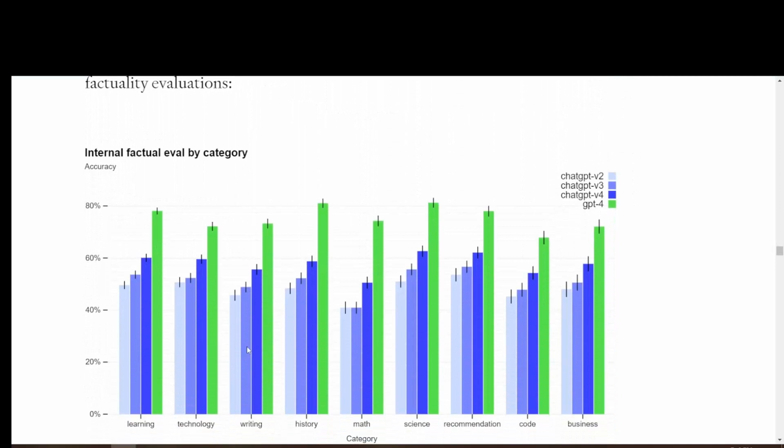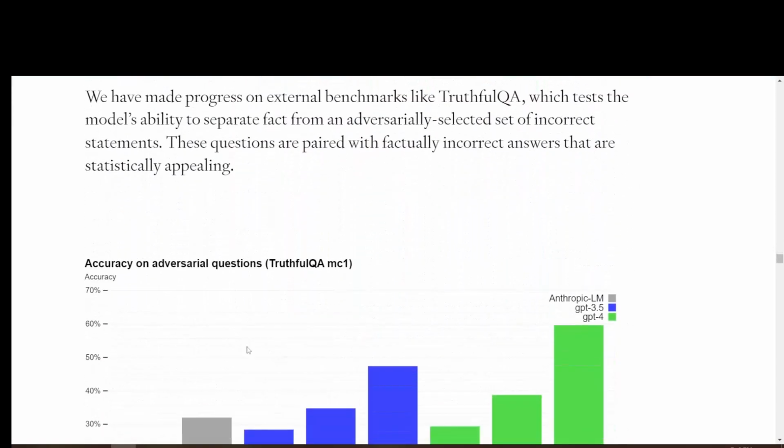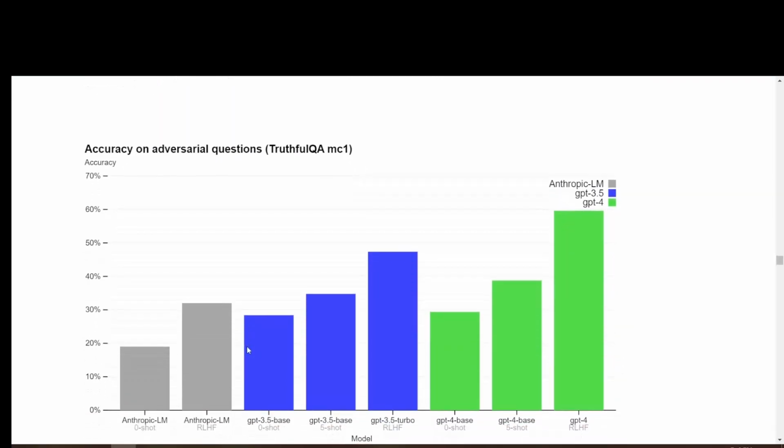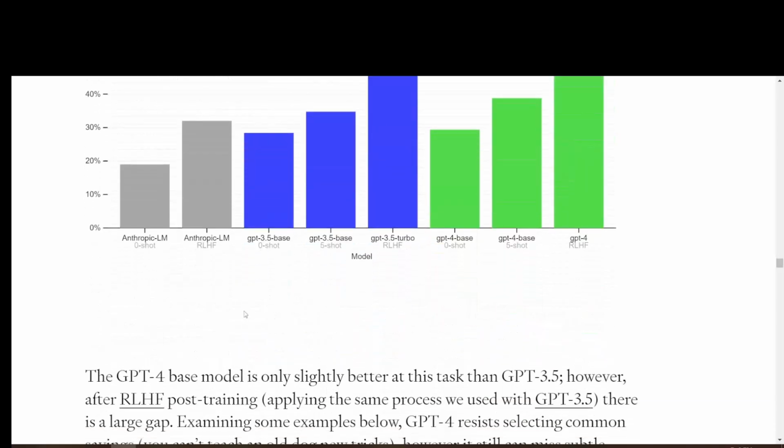Now you can see right here, ChatGPT-4 performs better than other ChatGPT models. Now the accuracy on adversarial questions, ChatGPT-4 outperforms ChatGPT-3 and other AI models.